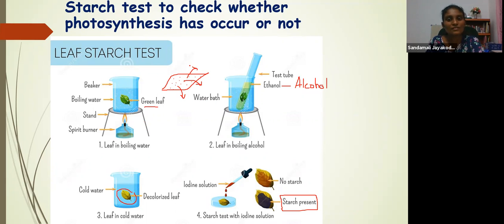Otherwise, if we put this green leaf directly in the ethanol mixture without this step, we won't get the most correct results, because the green color does not disappear fast. We would have to boil it for a long time until the ethanol evaporates, so it won't work. That's why we put it in boiling water to make it porous and make the process of removing chlorophyll easier.